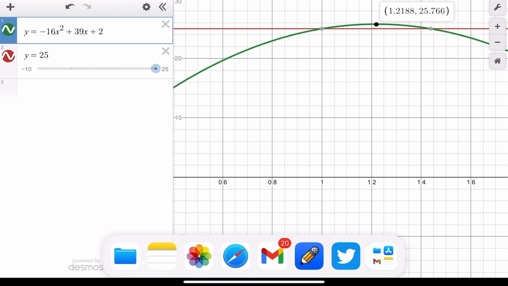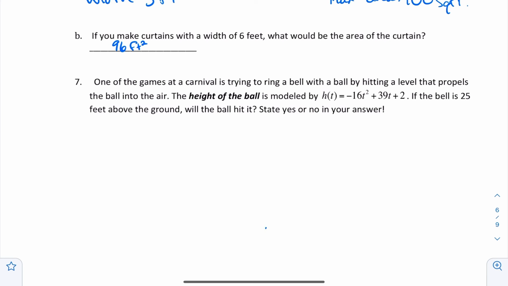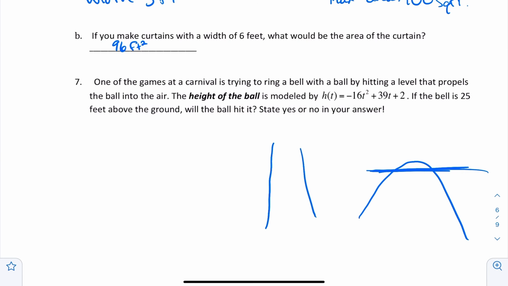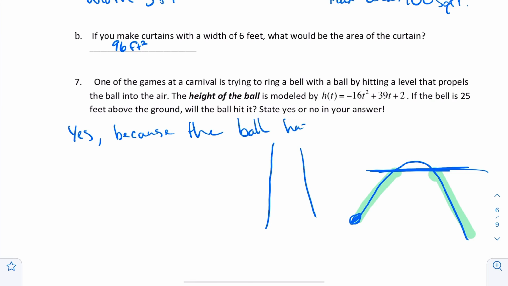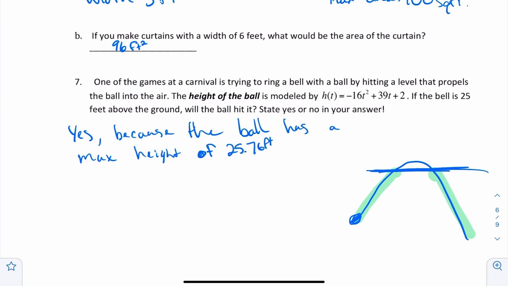So what it's saying here is, if I make a sketch, I'm hitting the ball and it's going up, and then it's going to come back down. I model it by saying the ball goes up, the ball goes down. The bell is only 25 feet tall, which means that when I hit the ball, that ball is going to shoot up, hit the bell, and fall right back down. It's not traveling any horizontal distance because, again, my input is time. I can simply say yes, because the ball has a max height of 25.76 feet, and you already know that 25.76 is greater than 25. So there we go.